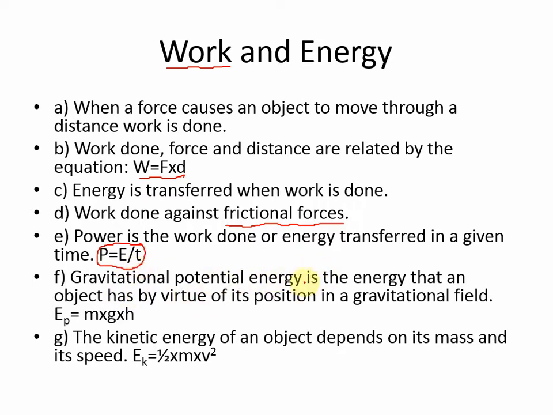Gravitational potential energy is the energy that an object has by virtue of its position in a gravitational field. So in other words, the higher an object is, the more gravitational potential energy it has. Kinetic energy is the energy an object has due to the fact it has a velocity, or the fact it's moving. Remember, it's a squared relationship. Remember, only the velocity is squared.